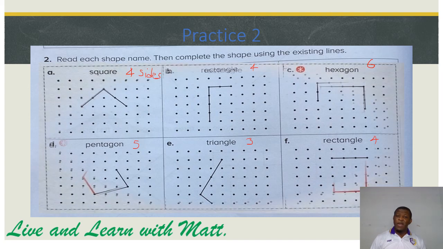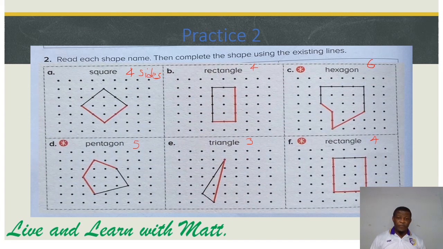You have something like this. There you have it. Compare it with your own, but make sure the sizes are the same, even when it's not the same drawing as the teacher's. 4 sides, 4 sides, 6 sides, 3 sides, 5 sides, and 4 sides. Okay.